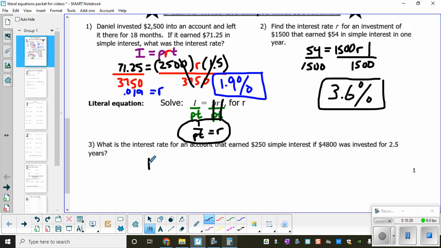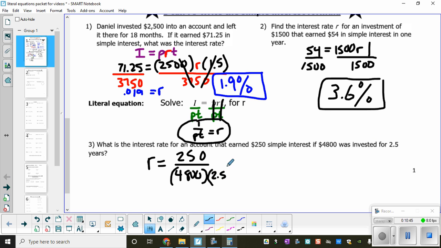And now that you have this formula, it's like, all right, if something earned 250 in simple interest, I've got the 250 as the simple interest up top. I'm going to divide it by whatever the product is of the 4,800 and then times the 2.5 years for this next example. We have 250 interest was earned if 4,800 was invested for 2.5 years.